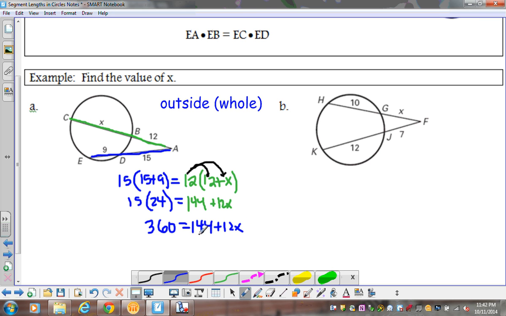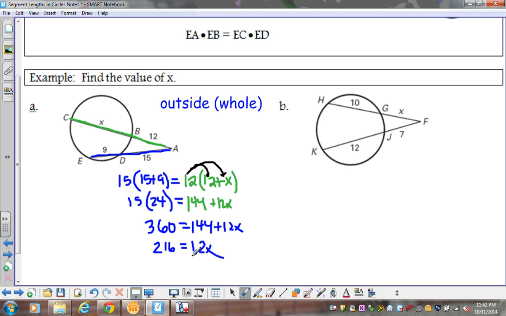Now it just becomes an algebra problem. Subtract the 144 over. You get 216. And last but not least, divide by 12, and you get your x value to be 18. Boom. Cool.